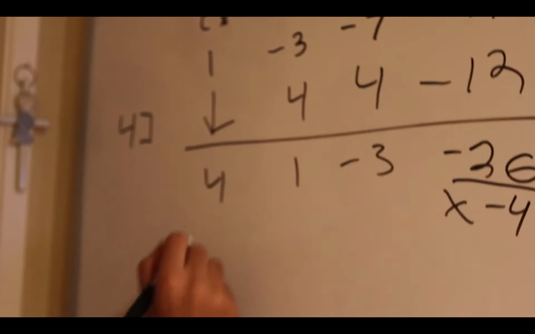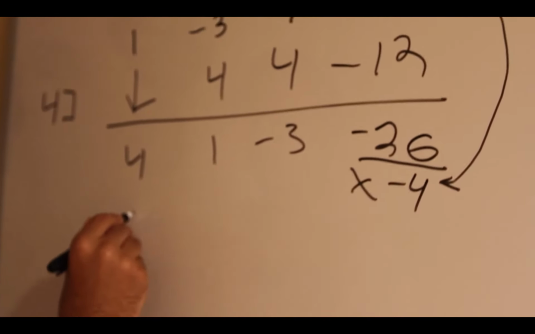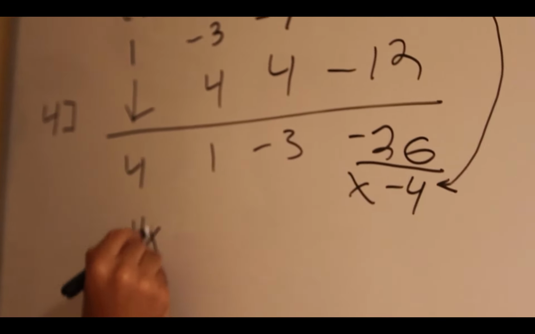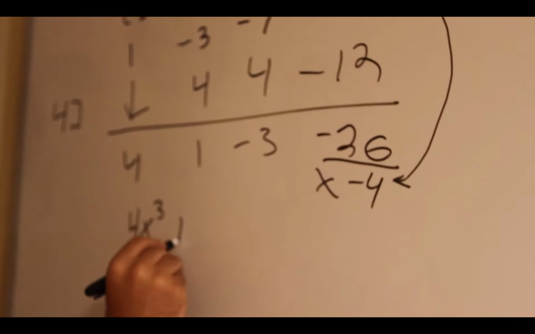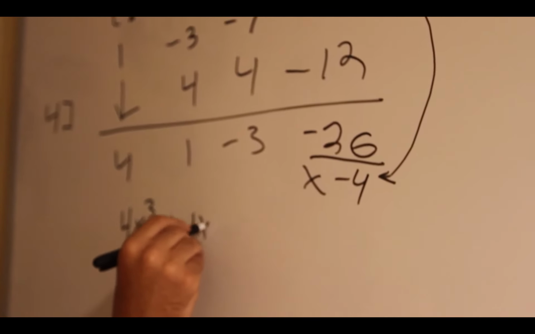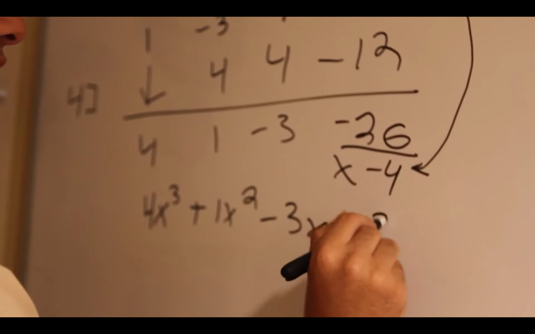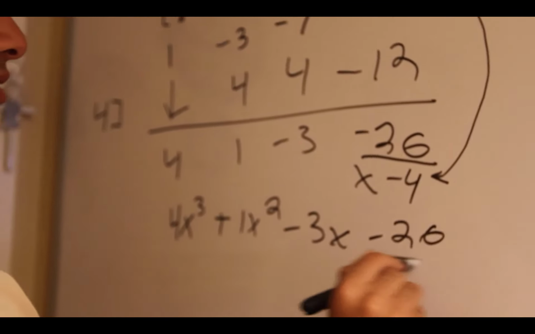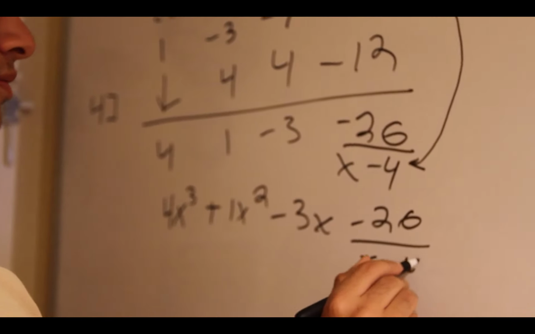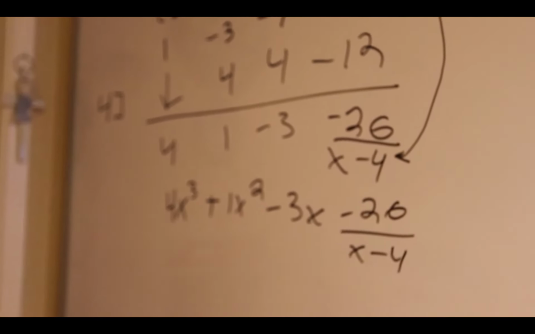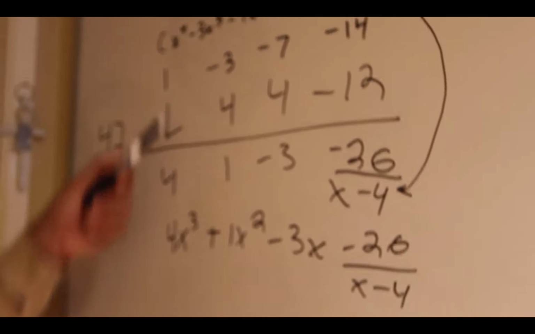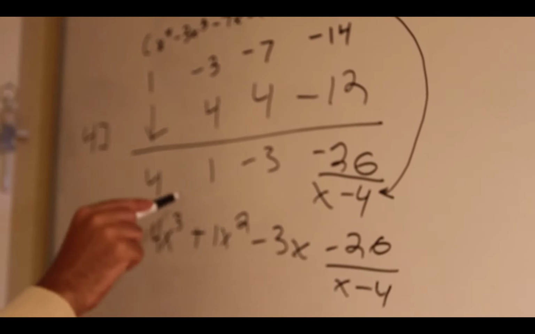And then we're going to go ahead and list our variables as well. So it'll be 4x to the third plus 1x squared minus 3x minus 26 over x minus 4. And the reason why, again, is we lower the variable by 1. So, yeah, there's your final answer.